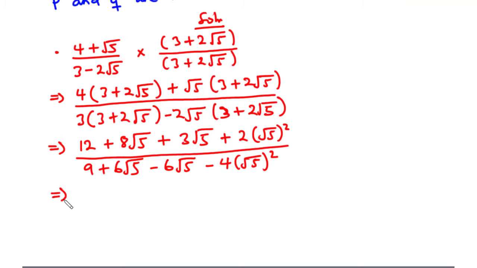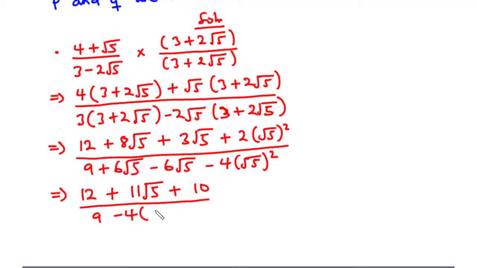Now let's simplify further. So we have 12 plus, now since we have like terms here, that is root 5, we can add the two terms. So we have 8 plus 3, which is 11. So that is 11 root 5 plus, now root 5 squared is 5. So 5 times 2 is 10. So we have 10 divided by 9, and then 6 root 5 minus 6 root 5 is 0. So we have 9 minus 4 times 5, because the square cancels the square root.